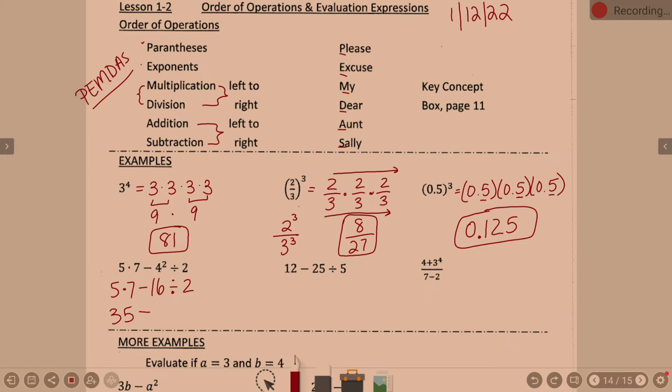We're not going to do the minus right now, are we? Nope, because we're just doing multiplication and division. The next thing is division. What is 16 divided by 2? 8. And now that takes me to 35 minus 8. Officially here, it's add and subtract, but we're also just down to 35 minus 8, which is 27.